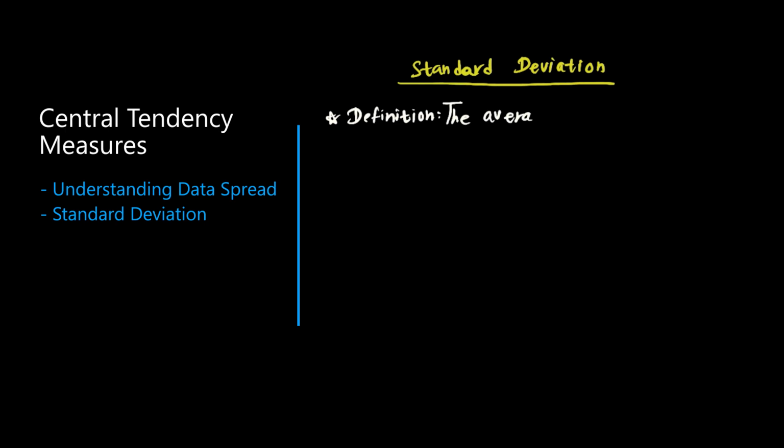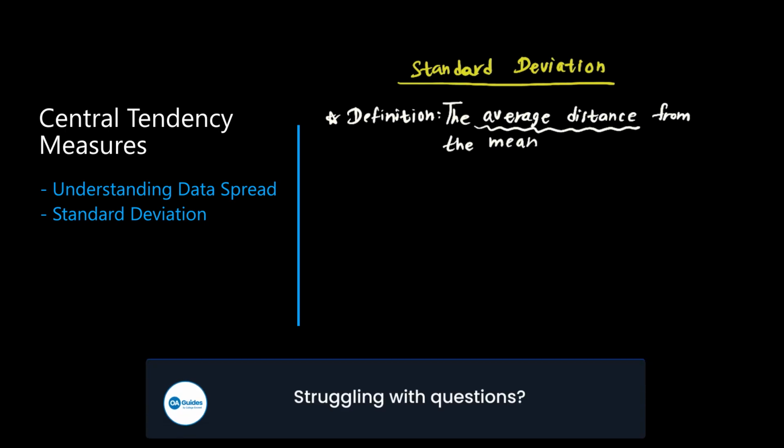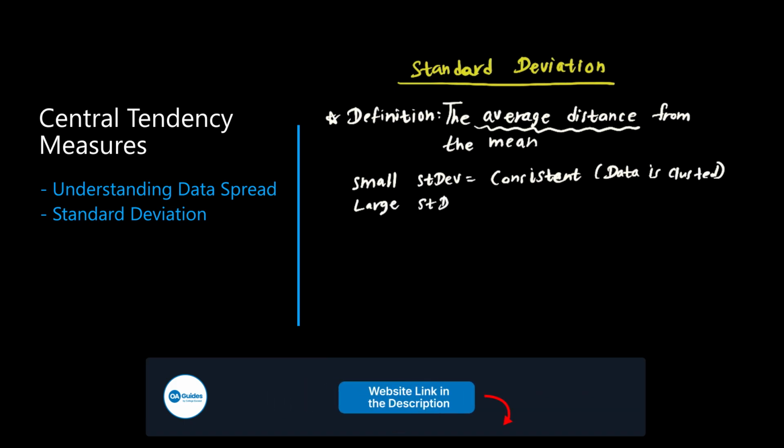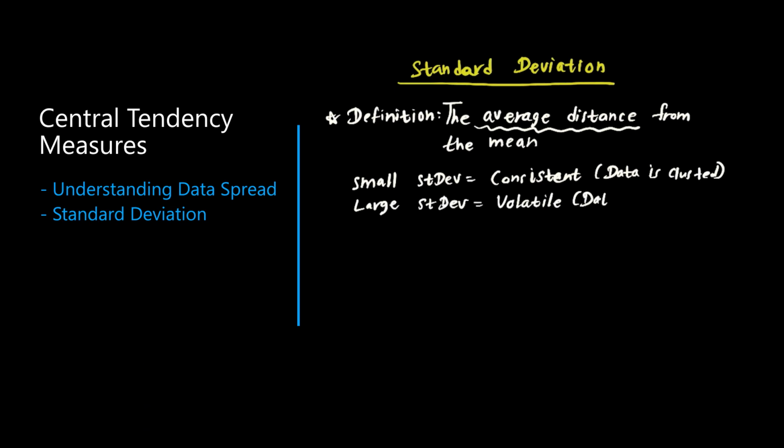The most important measure of variability, and a concept you must master, is the standard deviation. Conceptually, the standard deviation tells you the typical, or average, distance of each data point from the mean of the data set. A small standard deviation means most of the data points are huddled together, very close to the average. Think of City A. The data is consistent and predictable. A large standard deviation means the data points are scattered far and wide from the average. Think of City B. The data is volatile and unpredictable.